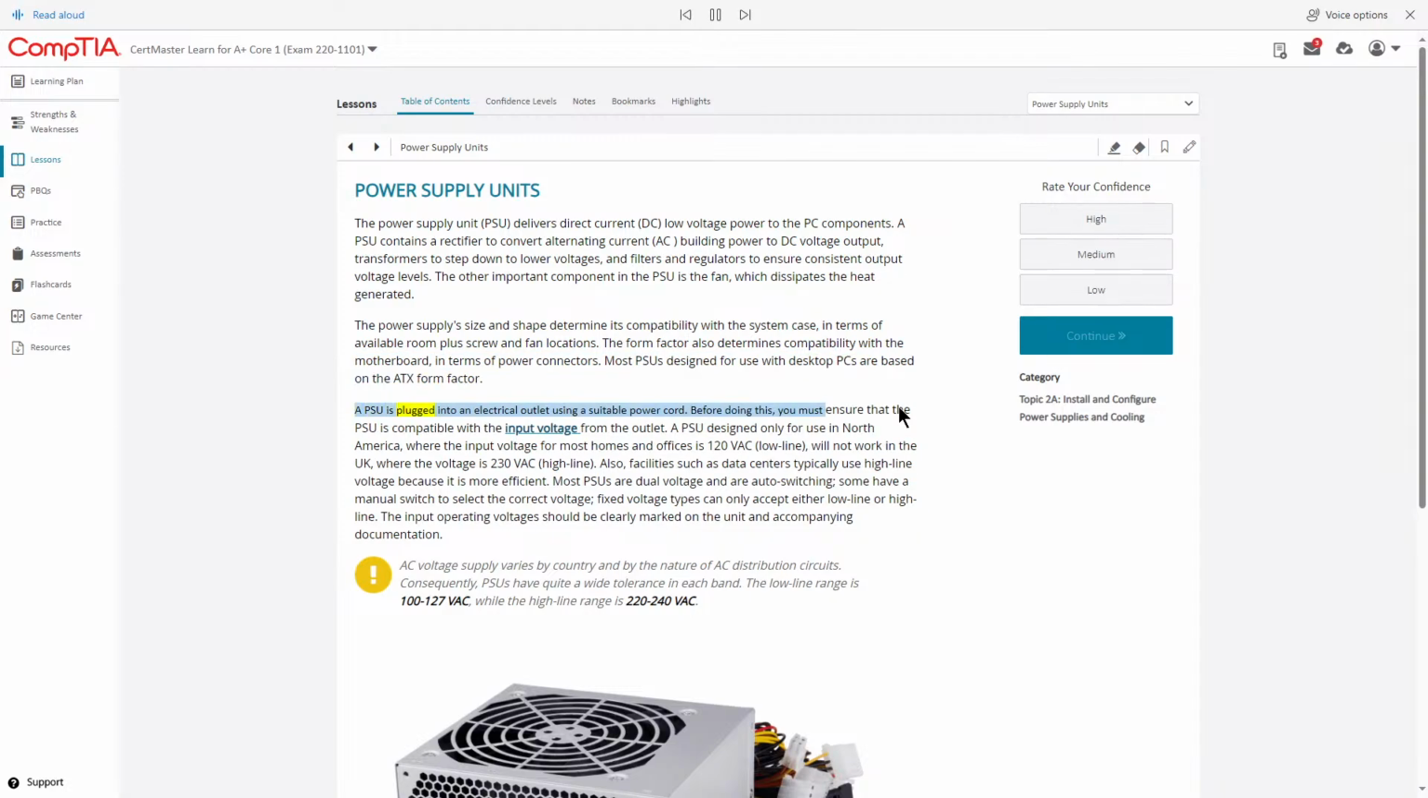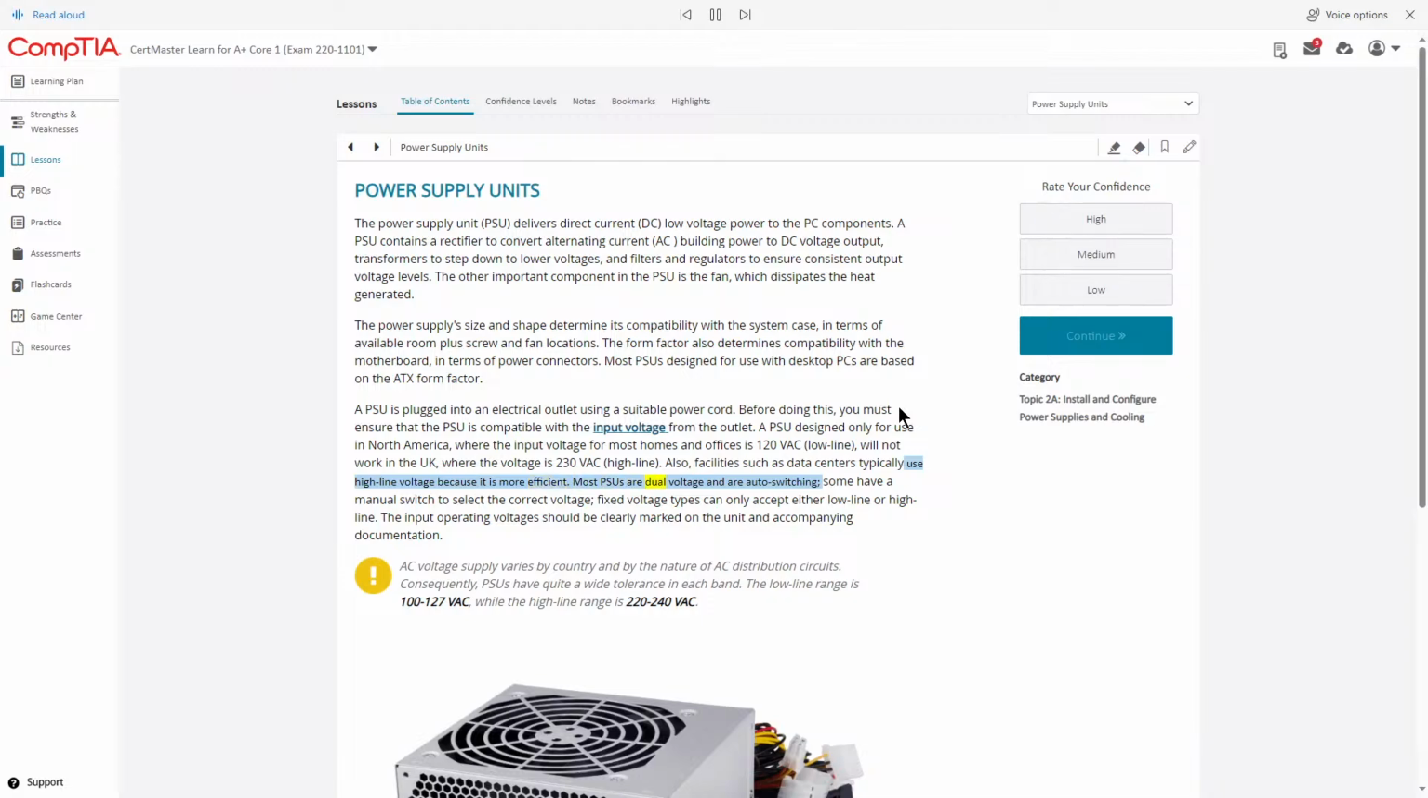A PSU is plugged into an electrical outlet using a suitable power cord. Before doing this, you must ensure that the PSU is compatible with the input voltage from the outlet. A PSU designed only for use in North America, where the input voltage for most homes and offices is 120 VAC, low line, will not work in the UK, where the voltage is 230 VAC, high line. Also, facilities such as data centers typically use high line voltage because it is more efficient.